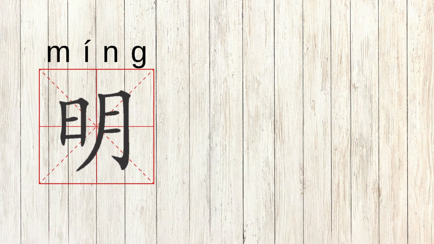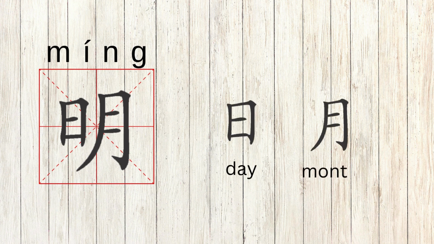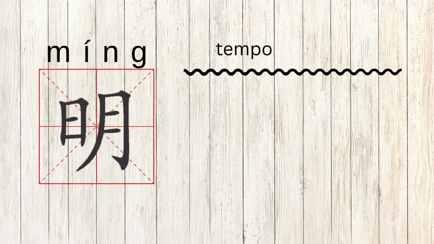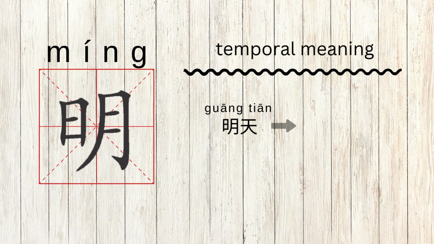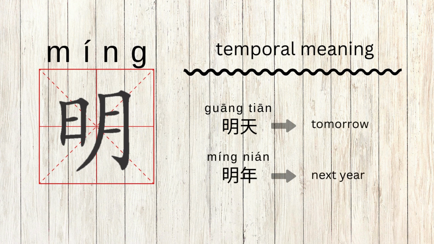Let us recall that they are also used as symbols of time. 日 represents one day. 月 represents one month. Therefore, when used in combination with other characters, 明 can also carry a temporal meaning. For example, 明天 means tomorrow, 明年 means next year.